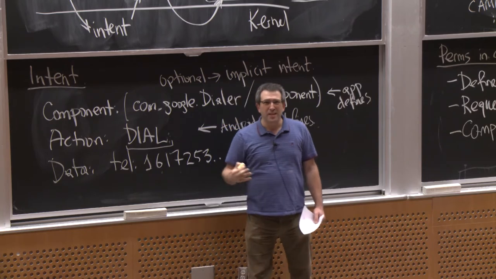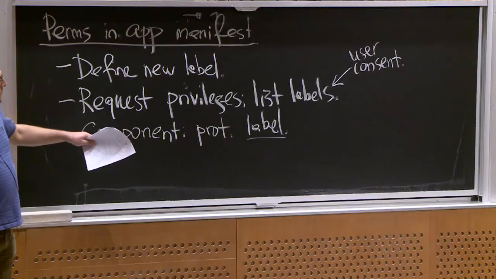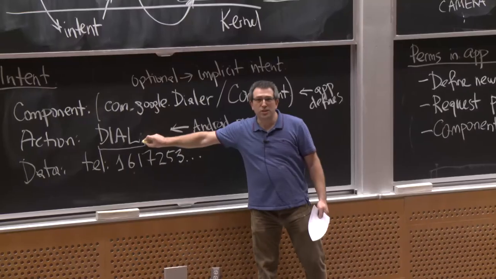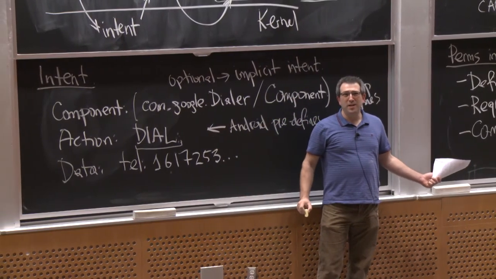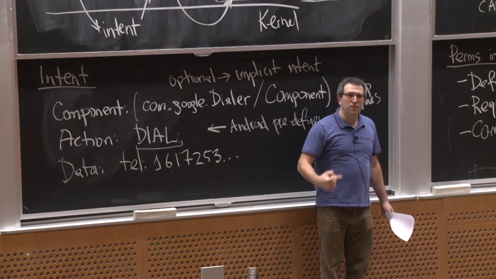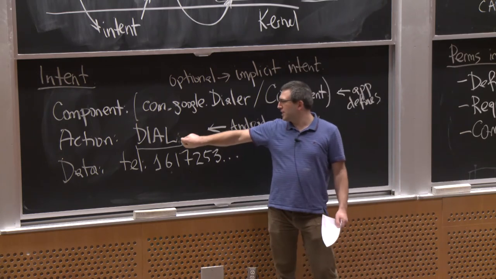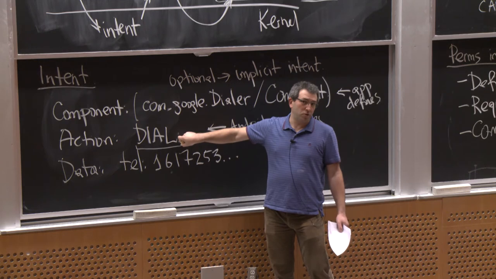So that's the other thing: it's not quite enough to know the right string. You have to stick the right privilege in your manifest. You have to say, I'm going to be making phone calls, let me ask for that privilege. If you never ask for it, you can send this message, but the reference monitor will reject it.